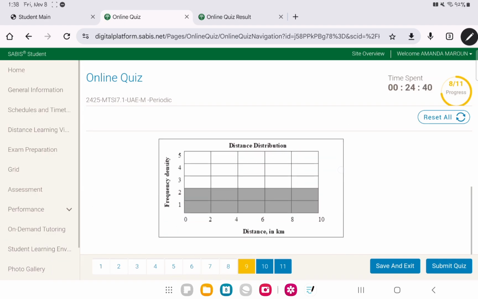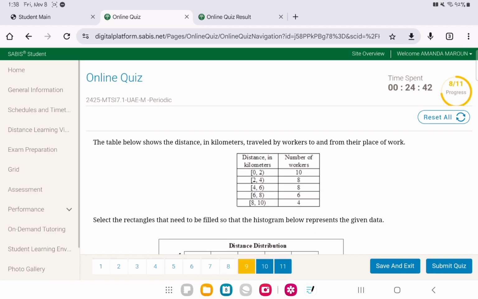Now we move on to question number 9. Also a nice question. The table below shows the distance in kilometers traveled by workers to and from their place of work.